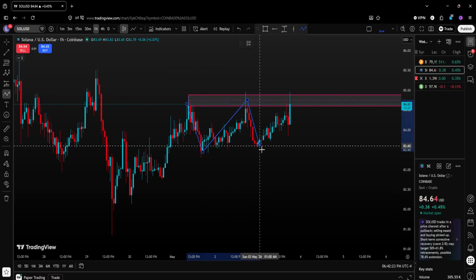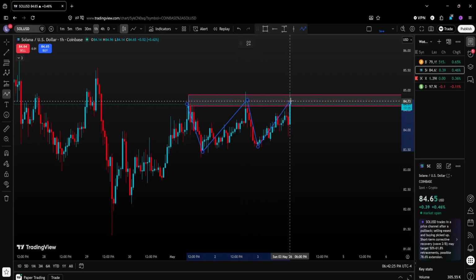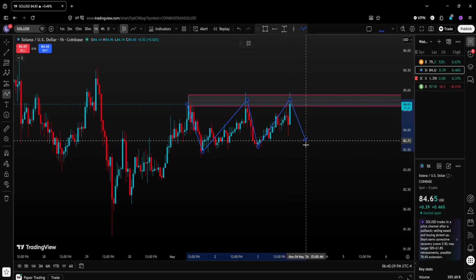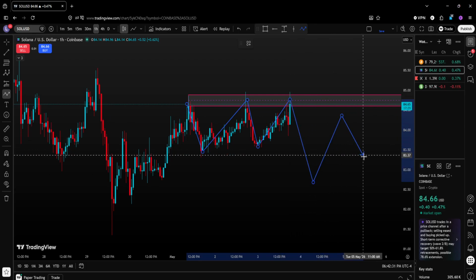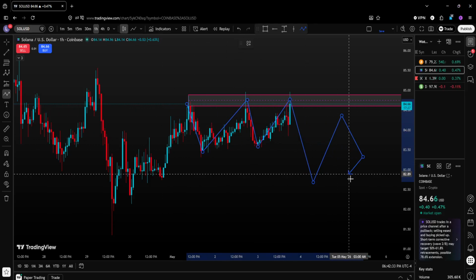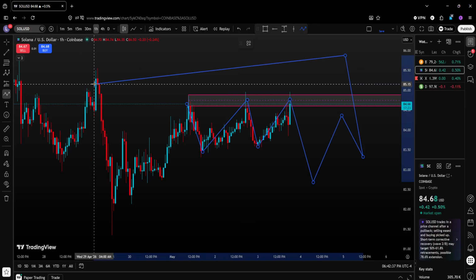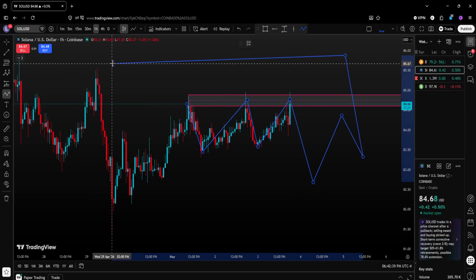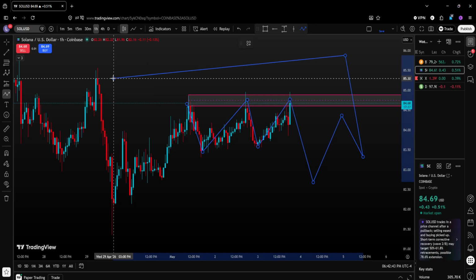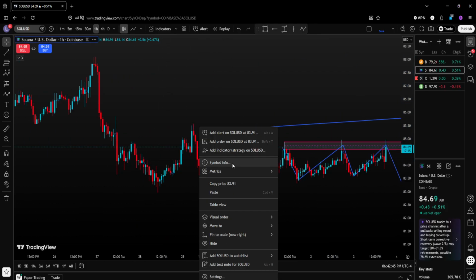Price taps into this, rejects from off of it, it taps into it again. What's most likely could happen? Reject from off of it, keep on consolidating like how it is, or may go lower, or it could break above it and take out this point of liquidity. If you don't know what liquidity is, go to the second video in this playlist that I have on my channel. Let's leave that right there.